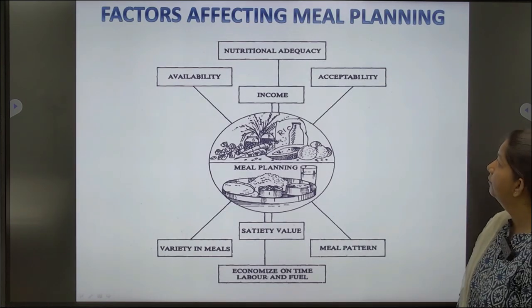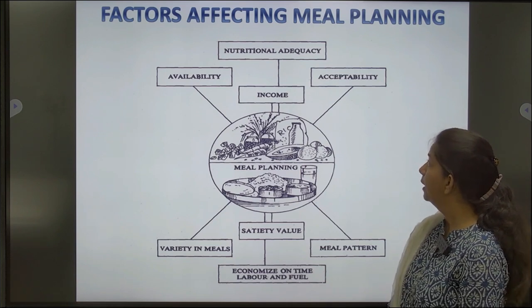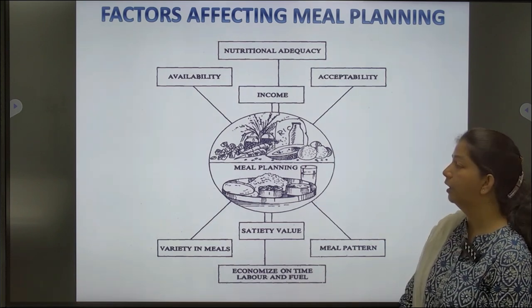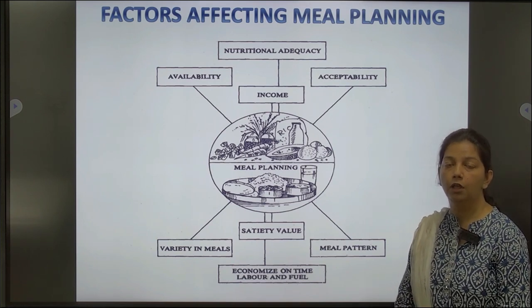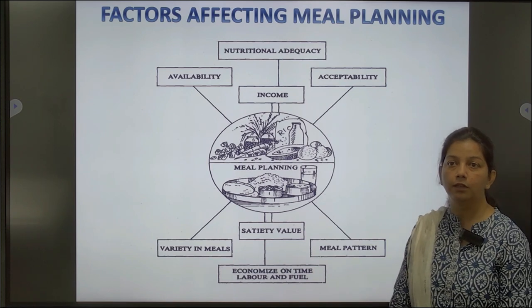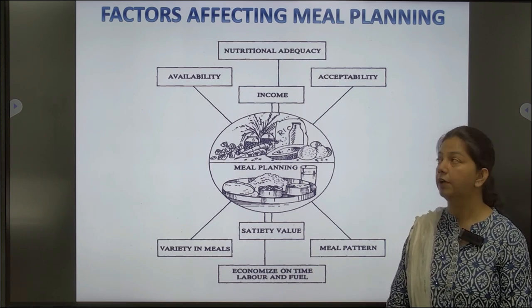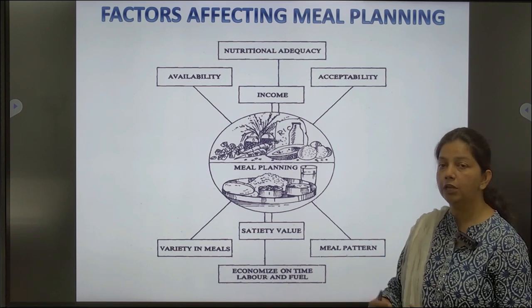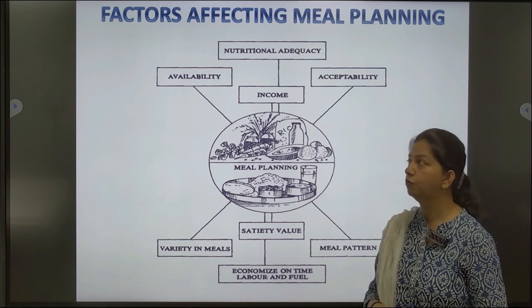Then these are some factors that affect our meal planning. First, we have to keep in mind the nutritional adequacy. It should fulfill the daily nutrient requirement of an individual while containing all proteins, calories, fat, carbohydrates, and other minerals and vitamins. So we have to keep on changing variety within food groups and between food groups too.